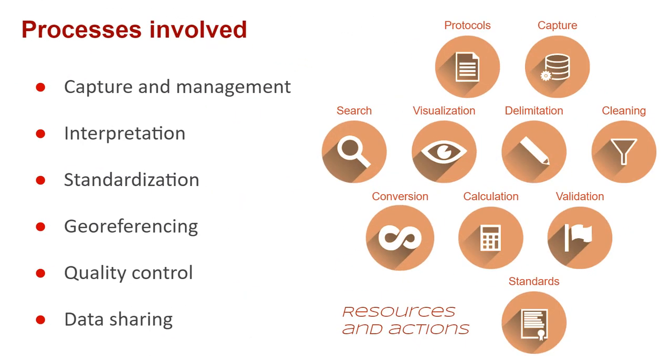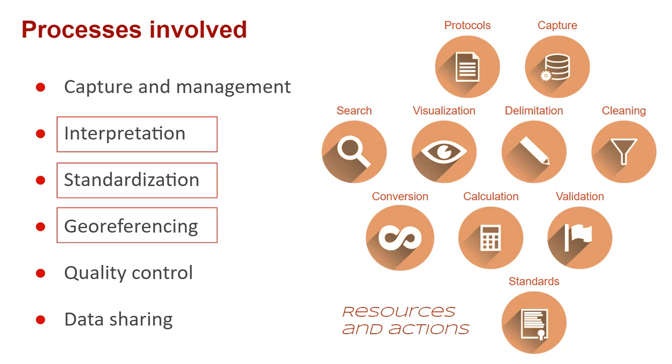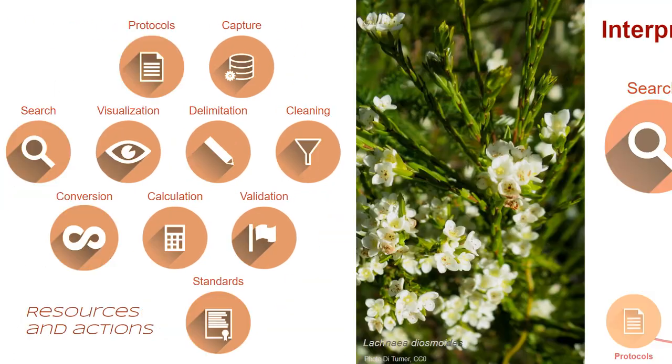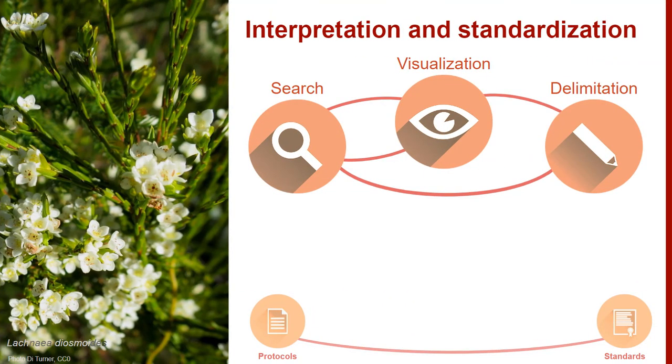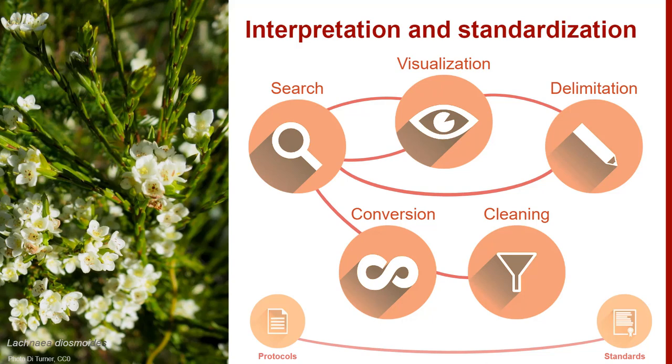We will organize this video keeping in mind the distinct processes involved in georeferencing, understanding these as a broad concept, including from data capture to data sharing. We will focus, however, on three key processes: interpretation and standardization of location data, and georeferencing itself. These processes will need resources and actions that we will mention during this video. Interpretation and standardization of location data are essential to ensure a proper georeference. These processes involve location searching, visualization, and delimitation steps, and may also need data conversion and data cleaning. It is important to mention that these steps need to be performed conforming to current protocols and data standards. To learn more about standards, please refer to the corresponding class in this course.